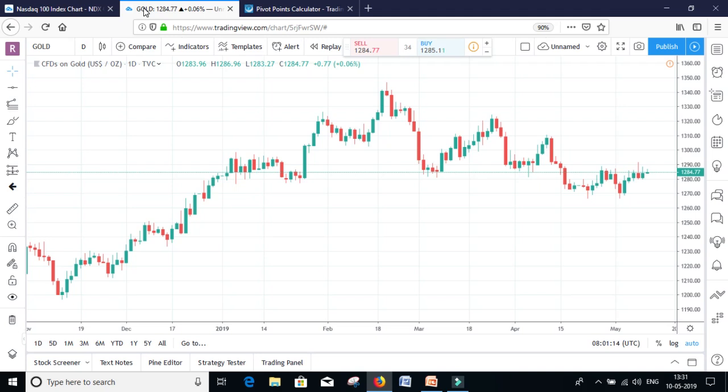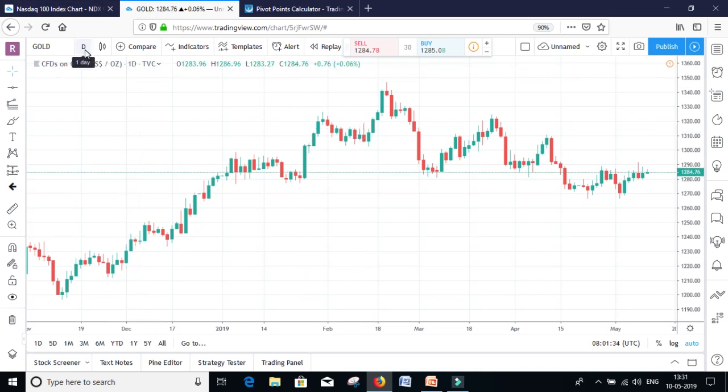The next tool that we consider is pivot points, and the pivot points are on the basis of the previous day and the previous week. We don't consider the previous month for intraday trades. So in that scenario, we have changed the gold chart into daily.